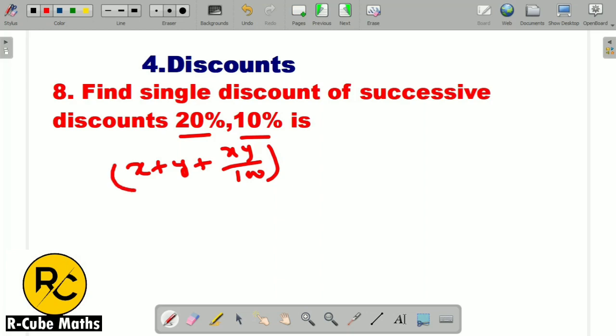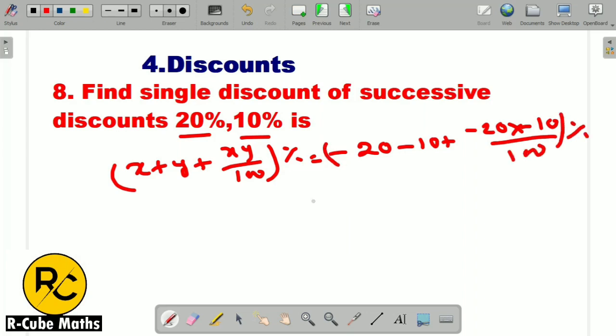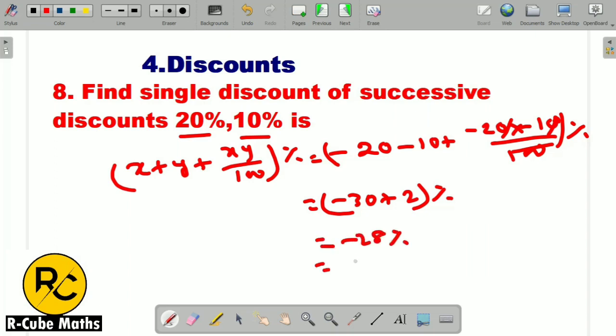Here, for a discount we take negative values. So minus 20 minus 10 plus (minus 20 into minus 10) by 100. We get minus 30 plus, minus into minus is plus. So 2 zeros get cancelled. We get plus 2. So finally we get minus 28%. The minus indicates discount. So the answer is 28%.